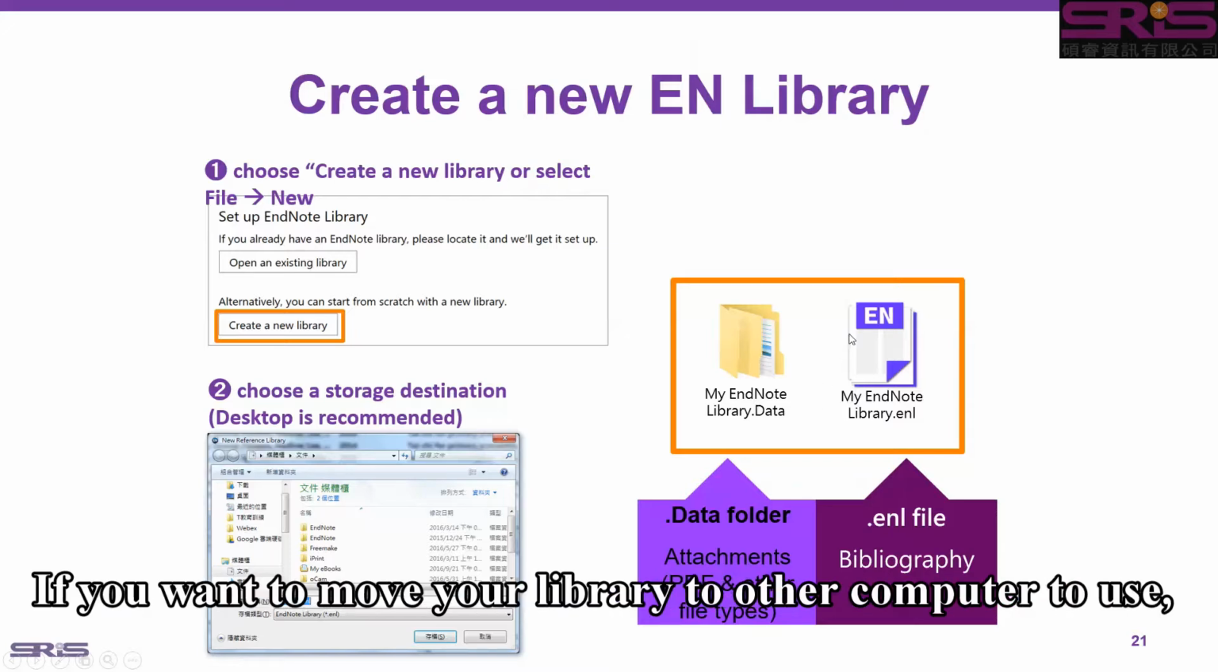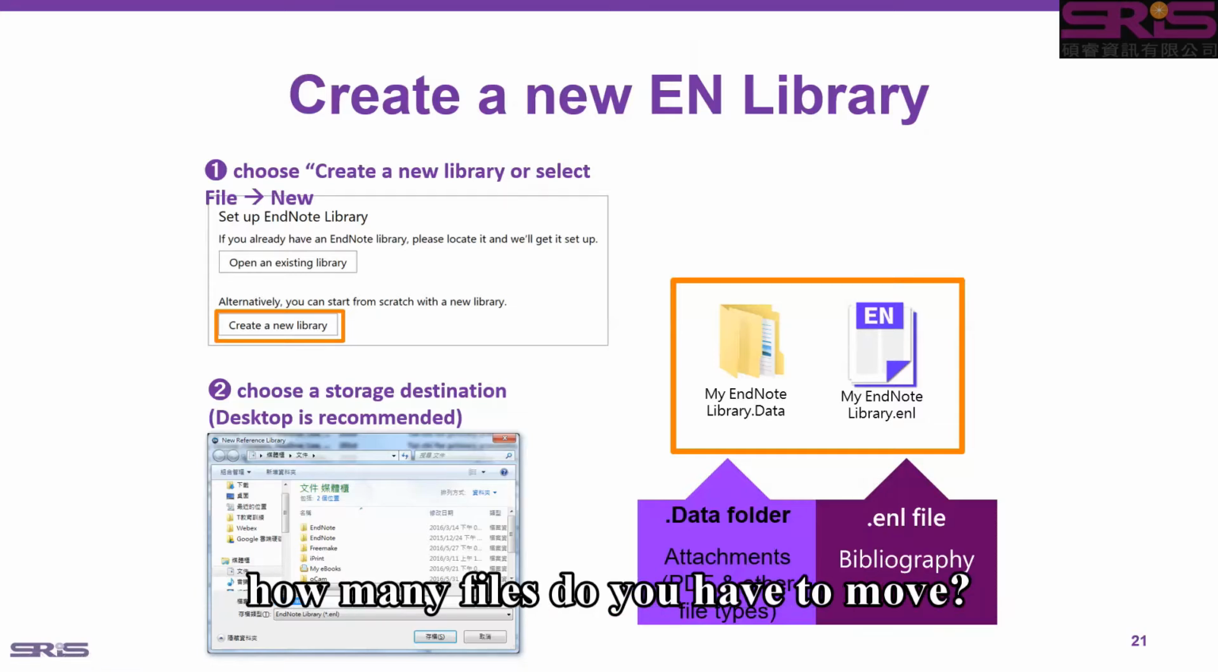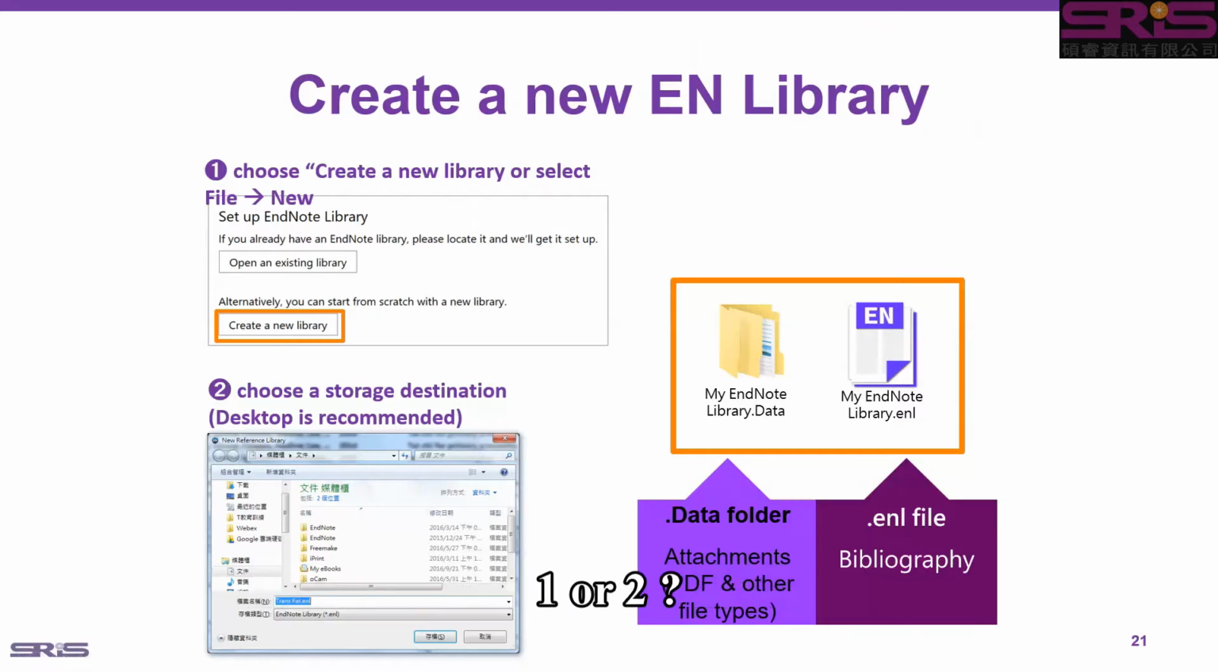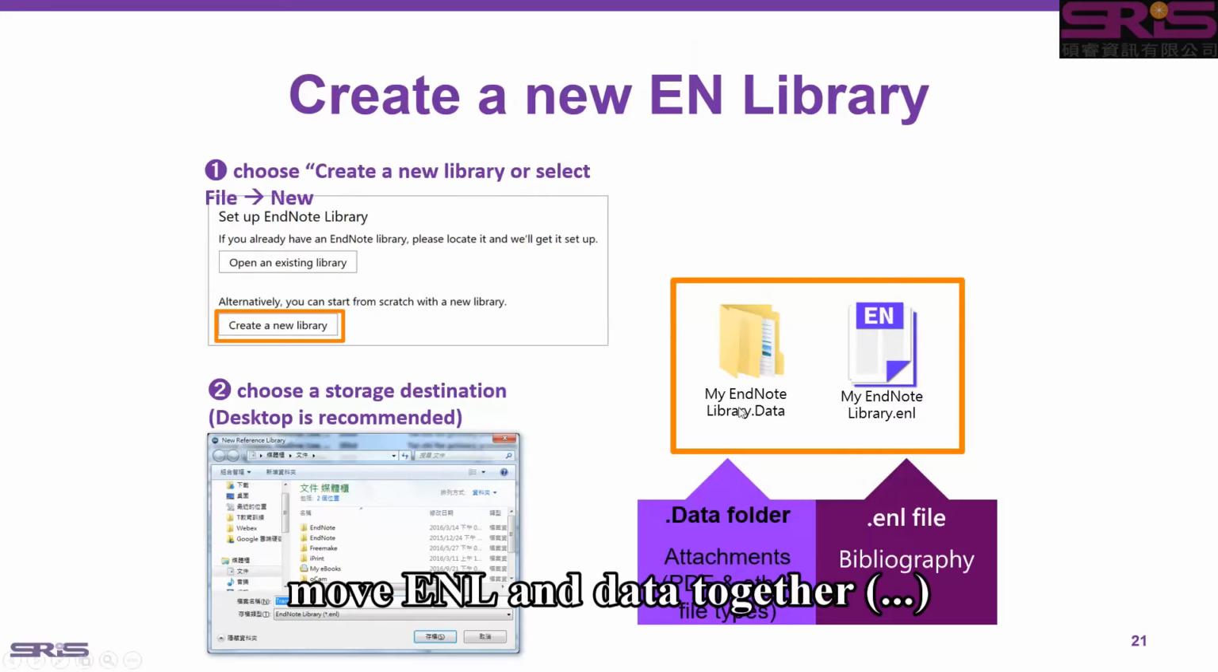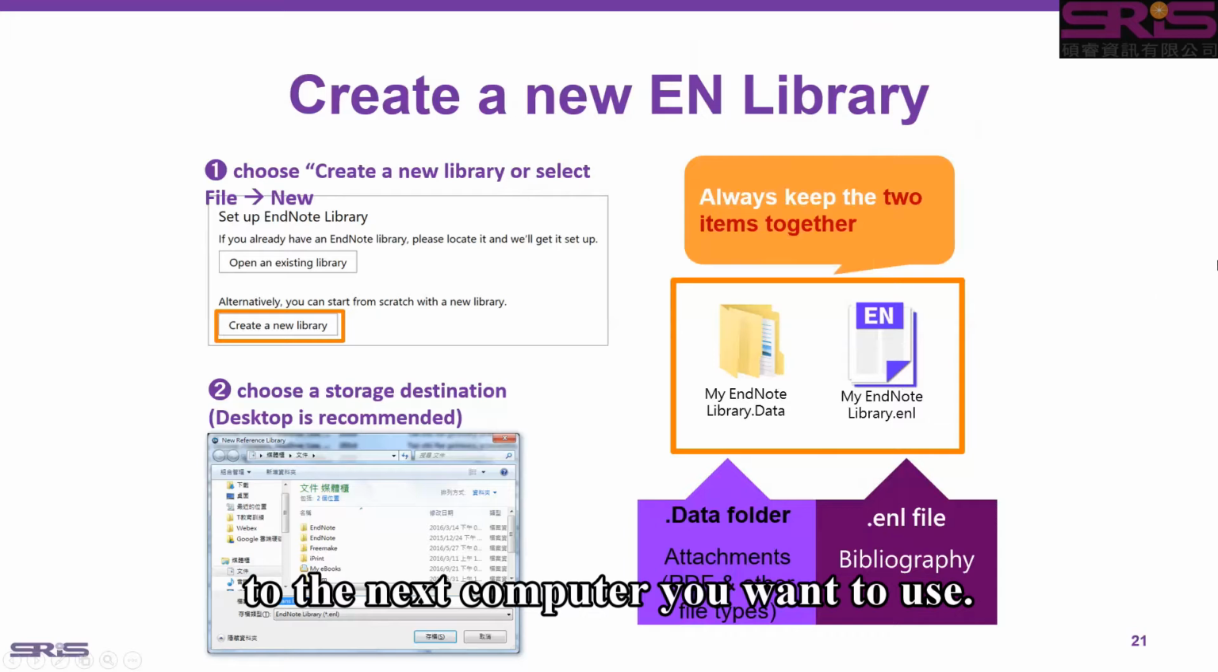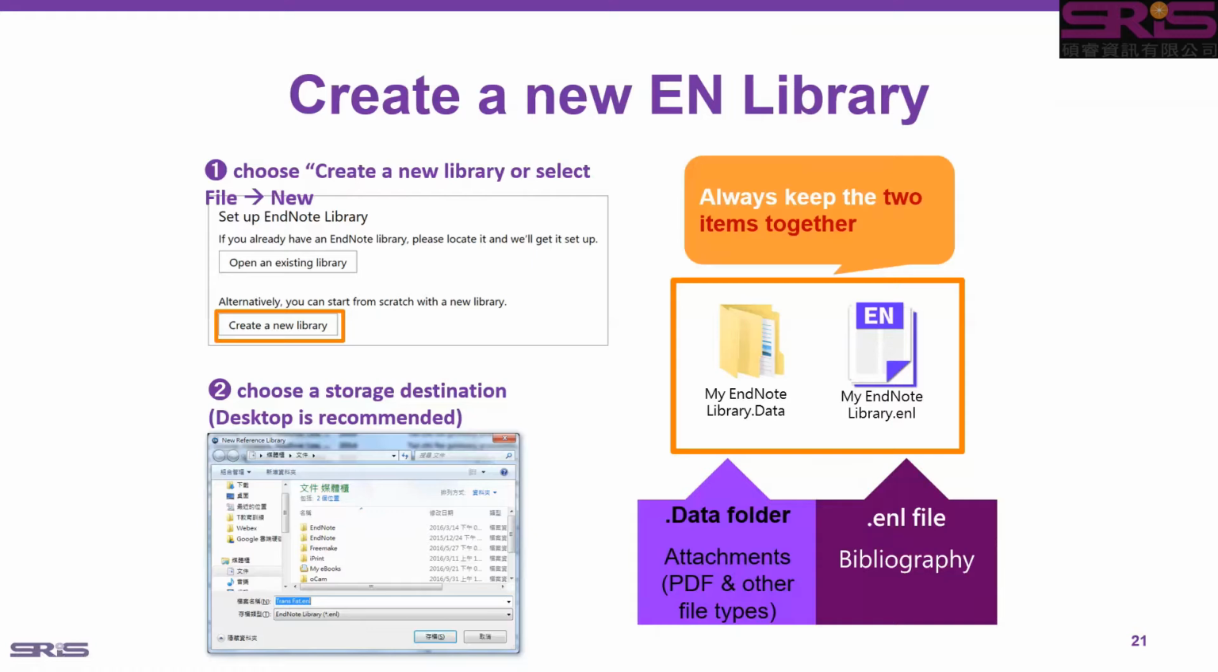So if you want to move your library to another computer to use, how many files do you have to move? One or two? One, two, two. Yeah, you have to move the ENL and data together to the next computer you want to use. Okay, thank you.